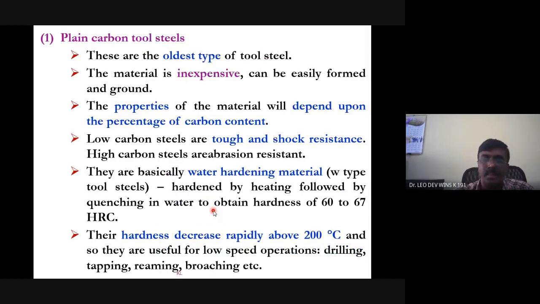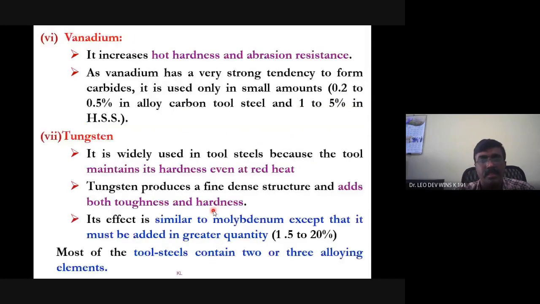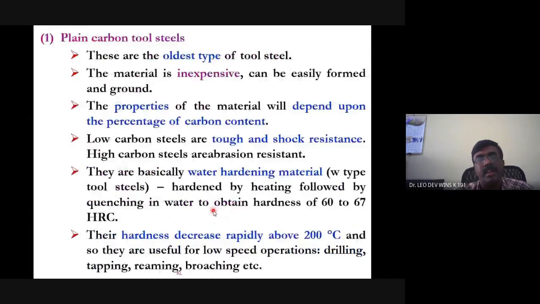Okay, next we are going to discuss the different types of cutting tool materials. Already we have studied the effect of alloying elements. Now we are going to study the cutting tool materials. The basic cutting tool material is plain carbon tool steel.